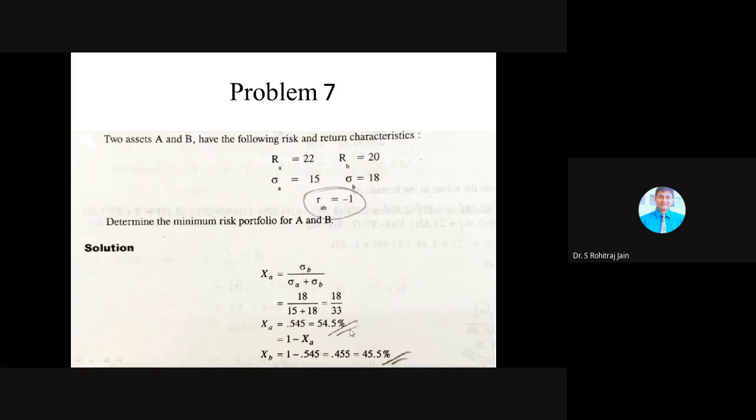Students, especially in such problems, it is very easy. The total proportion should be equal to 100. So what I have calculated now is the proportion of funds that has to be invested in security A. How much did I get? 54.5%. Now, what is the proportion of funds that has to be invested in security B? It is very simple: 1 minus 54.5, or 1 minus 0.545. I get the value to be equal to 0.455, multiplied by 100, 45.5. So these two values should be exactly equal to 100%. Then only my answer is correct.